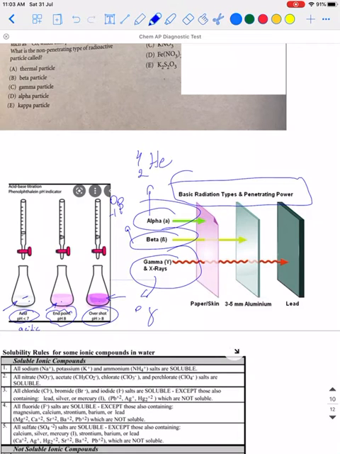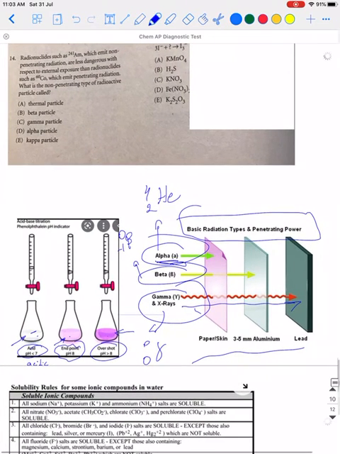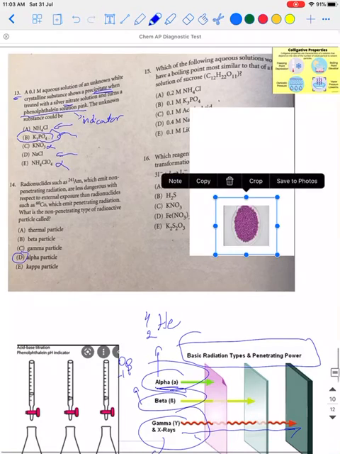And gamma rays, as you can see here from the figure, are the most penetrable radiation. The beta penetrates, but not like gamma, but the least penetrating, which stops at the paper or the skin, is the alpha. So it interacts a lot with the matter around it. That's why it's not highly penetrable. So the best answer for such a question is alpha particle.